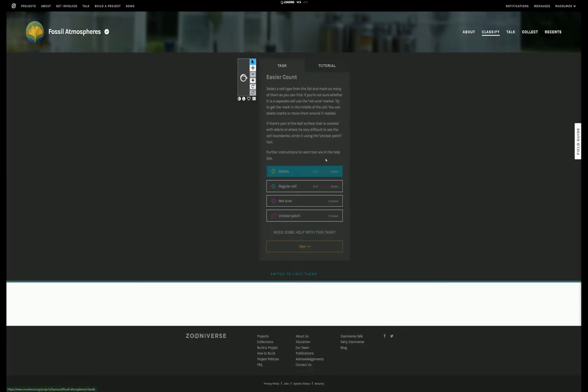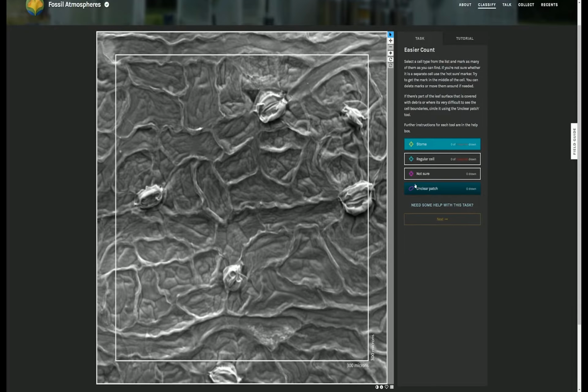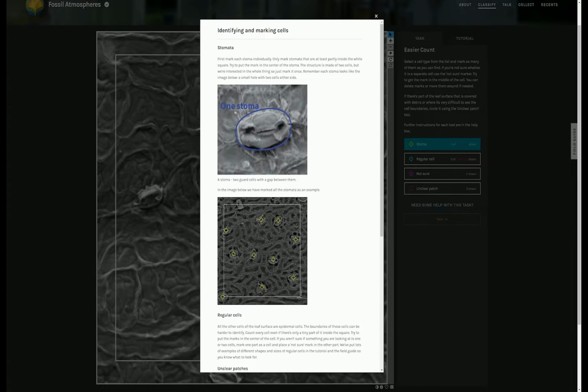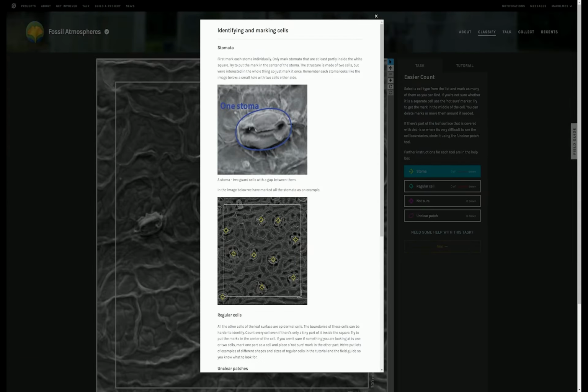I'm going to do a quick classification, so we can get an idea of what that actually entails. On our right, we can mark stomata, regular cells, mark if we're not sure about something, and mark an unclear patch. Actually, I should first say what an example of each one is. So these big oval ones, which is identified here, can look a few different ways, but they generally look like this.